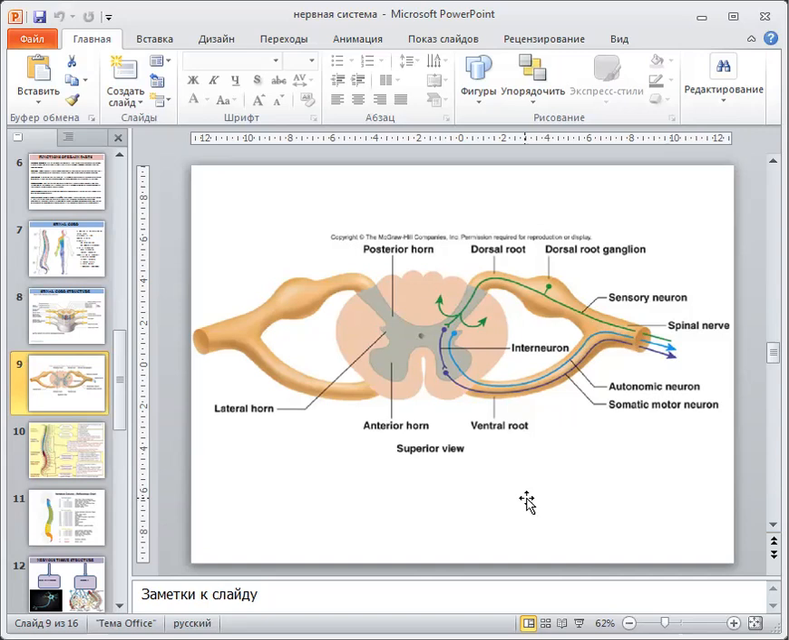The spinal cord is shorter than the spinal canal. That's why the exit place of the nerve root doesn't correspond with the intervertebral aperture level.